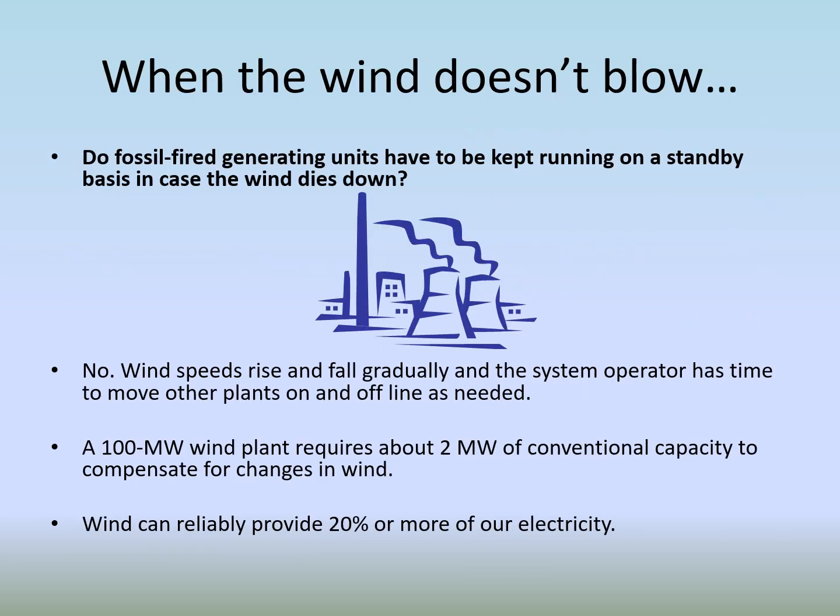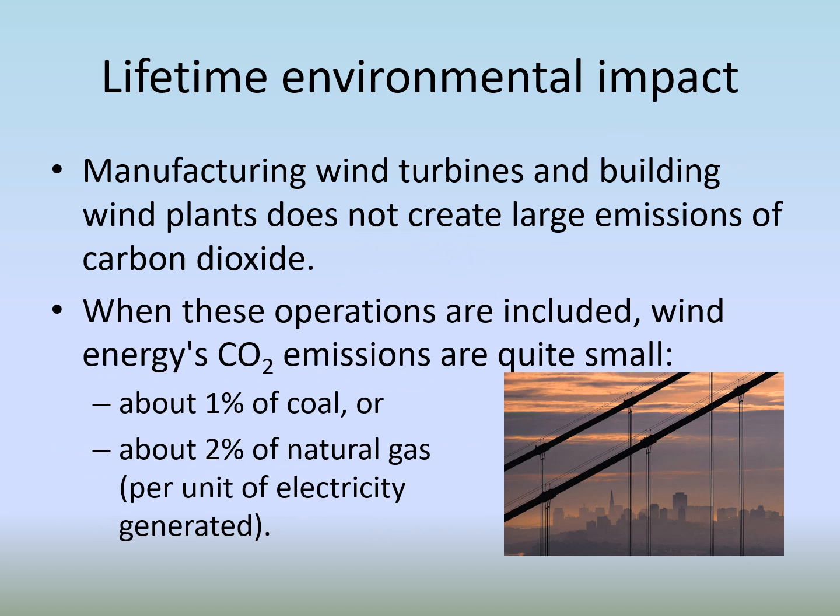When the wind doesn't blow, fossil-fired generating units have to be kept running on a standby basis in case the wind dies down. Wind speeds rise and fall gradually, and the system operator has time to move other plants on and offline as needed. A 100 megawatt wind plant requires about 2 megawatts of conventional capacity to compensate for changes in wind. Wind can reliably provide 20% or more of our electricity.